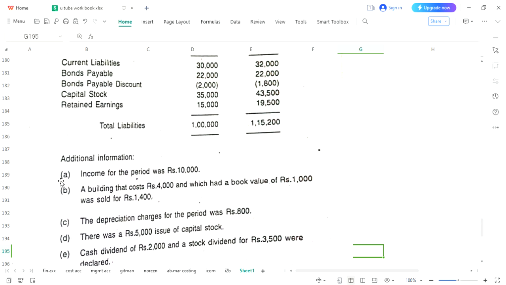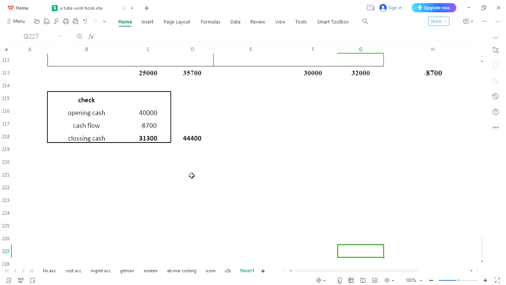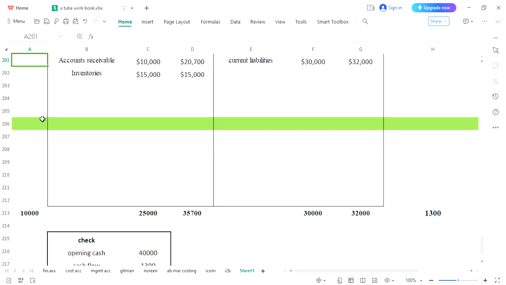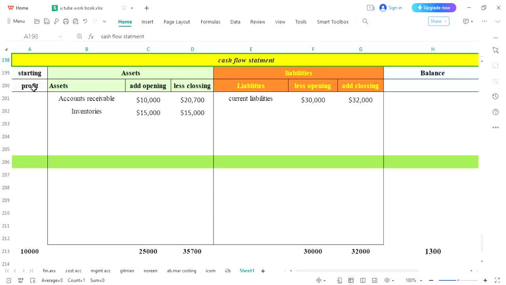Adjustment number A, income is 10,000. As usual, we will be writing this income and this whole complete column will remain empty. This is your column fixed for profit. Net income is your profit, 10,000 you have posted, and that's all. Nothing would be posted in this column.